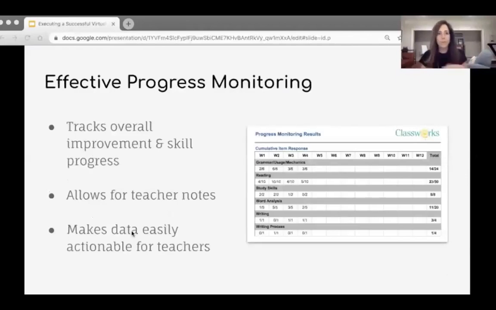Then, once the test is completed each week, teachers have a wide range of important data at their fingertips. Again, this should be available to the teacher regardless of whether they are physically with the student or not. So they want to know the student's overall rate of improvement. The teacher can see at a glance if the student is responding to the intervention or not.